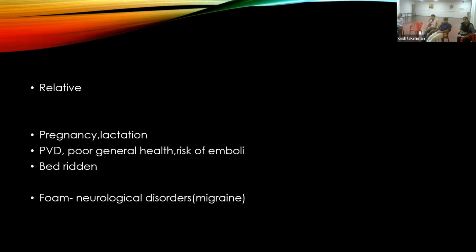The relative contraindications of sclerotherapy are pregnancy, lactation, peripheral vascular disease, poor general health of the patient, risk of embolism, and if the patient is bedridden. In the case of foam sclerotherapy, with neurological disorders like migraine, we do not go for foam therapy.